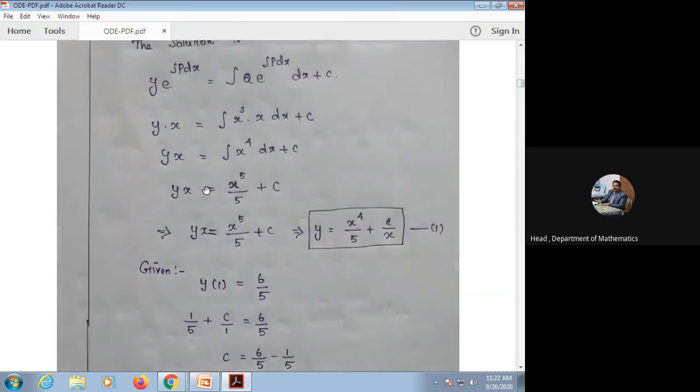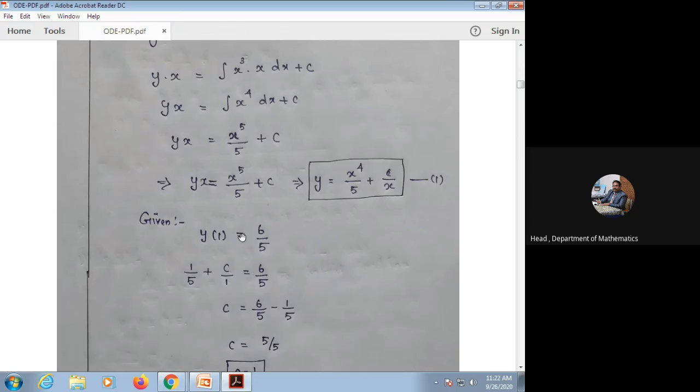Here we are giving the initial condition, that is y of 1 equal to 6 by 5. So take this given condition, y of 1 equal to 6 by 5. This y equal to x power 4 by 5 plus c by x is the y of x value. Y means y of x, we are expressing y in terms of x. Therefore, y and y of x are the same. How to put x equal to 1 here? So we get 1 by 5 plus c by 1, that is equal to 6 by 5.